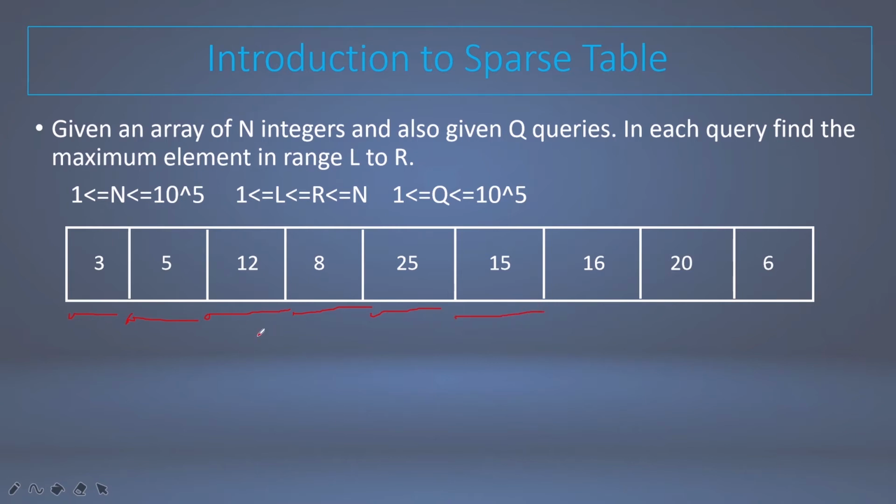Then we will make two size of blocks also. From this position we will make two size of blocks. From this position also we will make two size of blocks. Then from this position we will make two size of blocks. In this way we will make all the two size of blocks.